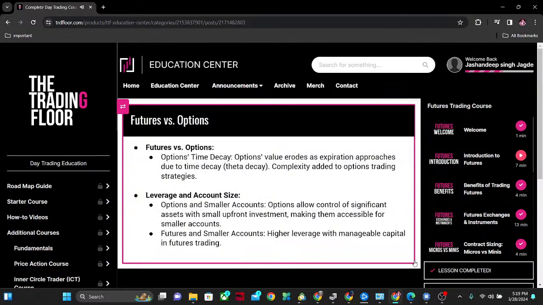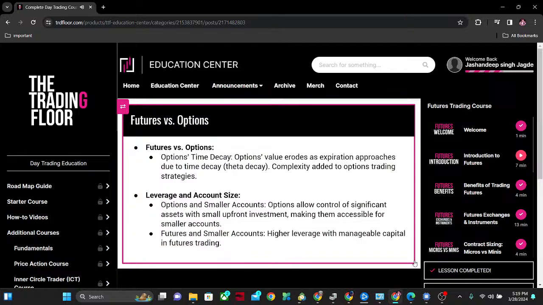Let's discuss futures versus options. One of the critical distinctions in options trading is the concept of time decay. As options approach their expiration date, their value can erode rapidly due to time decay, also known as theta decay. This feature adds an additional layer of complexity to options trading, whereas futures don't have the issue of time decay.